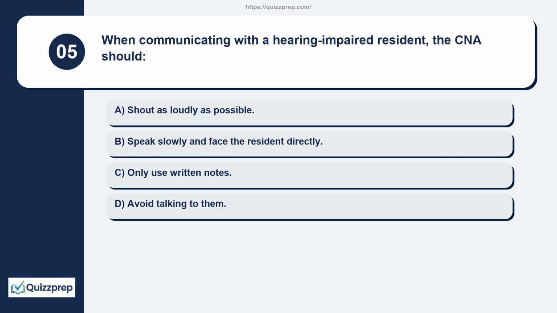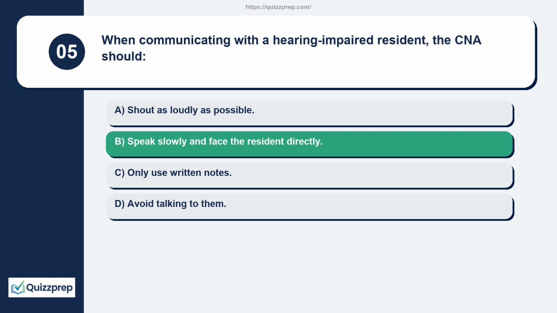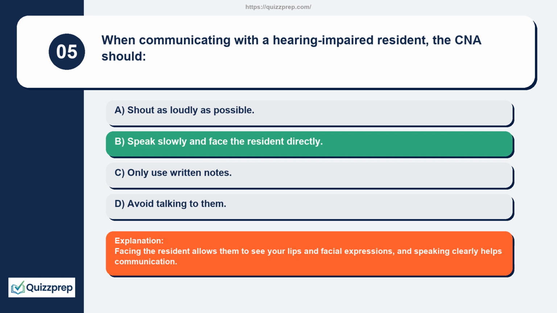Question 5. When communicating with a hearing-impaired resident, the CNA should shout as loudly as possible, speak slowly and face the resident directly, only use written notes, avoid talking to them. Facing the resident allows them to see your lips and facial expressions, and speaking clearly helps communication.